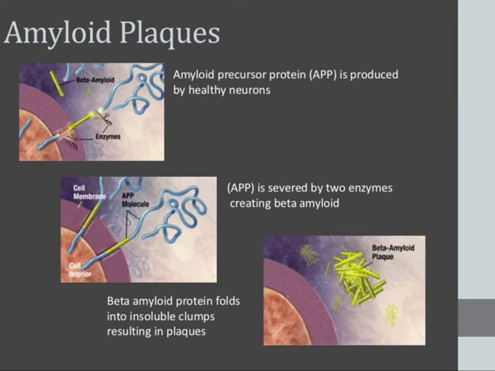The third pathologic hallmark is going to be the senile or amyloid plaque. You will hear it called both things. The major component of the amyloid plaque is going to be beta amyloid, and this is a series of diagrams sort of showing how these plaques are formed.